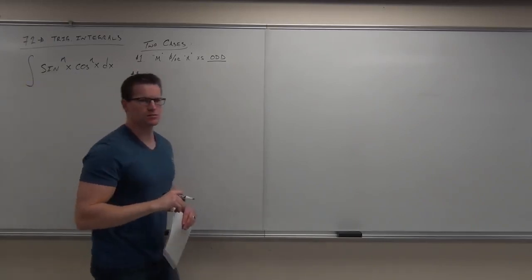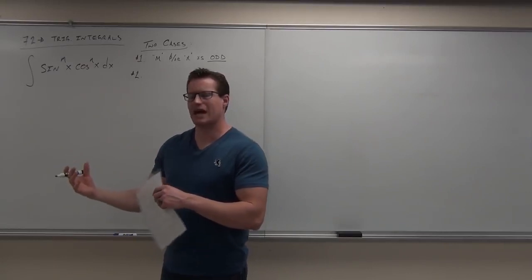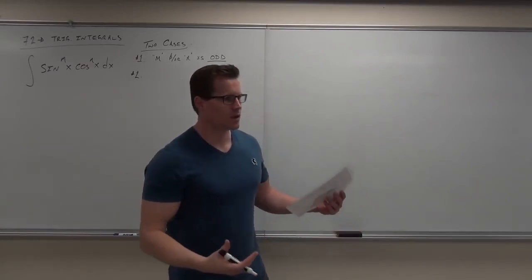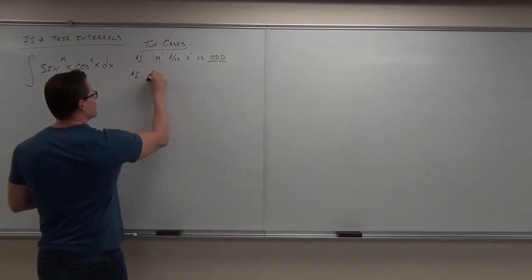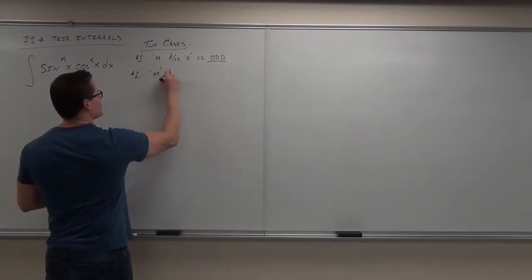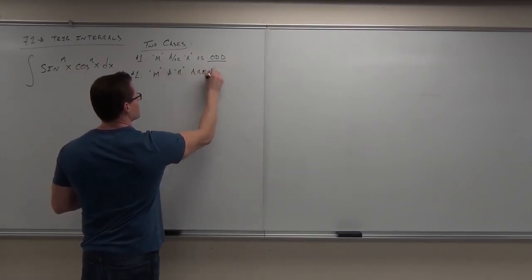What's the only other case? Even. They're both even. See, if one of them is odd, naturally the other one is going to be even. If they're both odd, none of them are going to be even. But if none of them are odd, they're both even. So m and n are even.